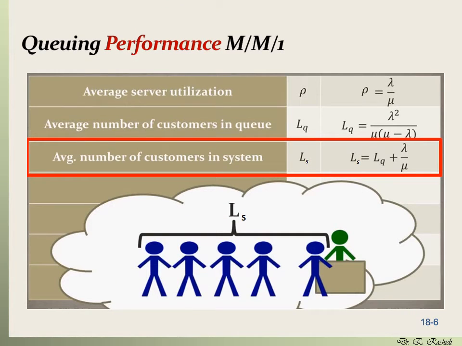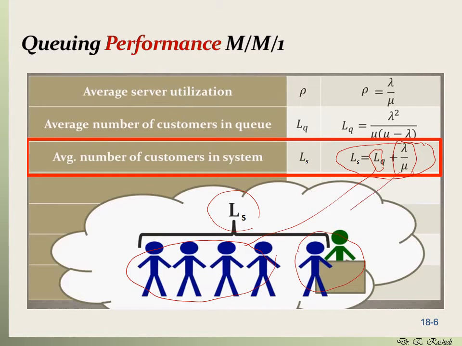Next performance measure is the average number of customers in the system. So that includes people who are waiting in line plus those who are getting served. That's the number of people in the system, L sub S. So that is, as shown in the formula here, L sub Q, the number of people in line, plus lambda divided by mu, which is the number of people getting service, or the average server utilization.